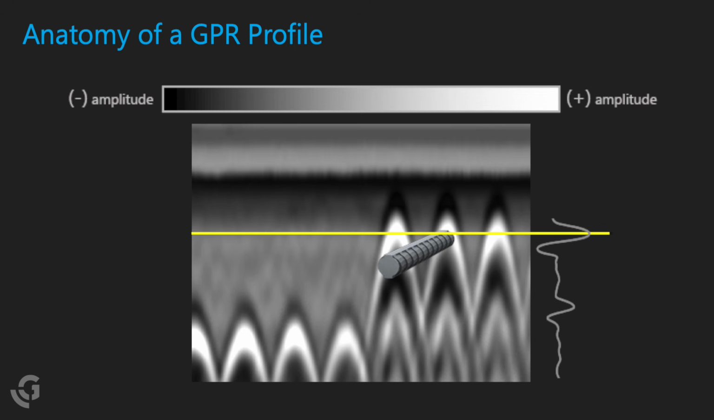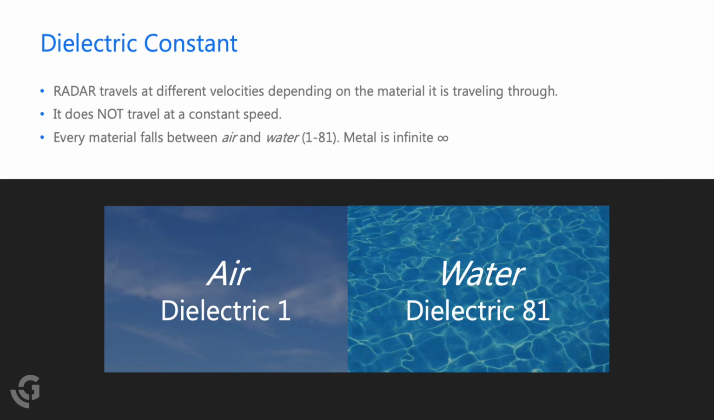We see that positive correlates with white and negative correlates with black. Next, let's talk about the dielectric constant. Dielectric is a unitless measure. It's a measurement of speed. Energy moves fastest through air and slowest through water. Every material under the sun has a dielectric between 1 and 81.